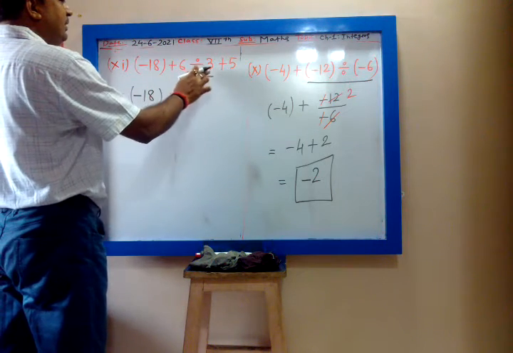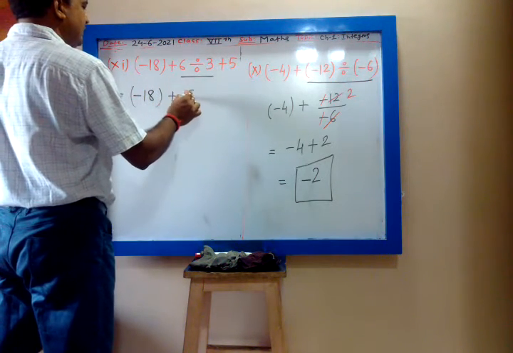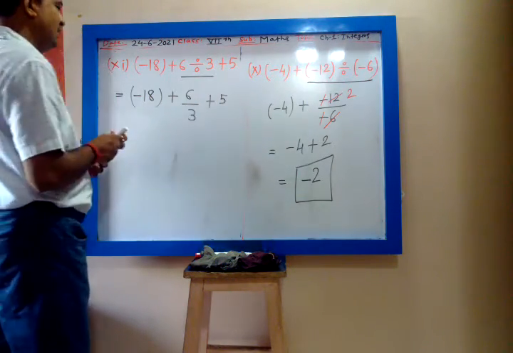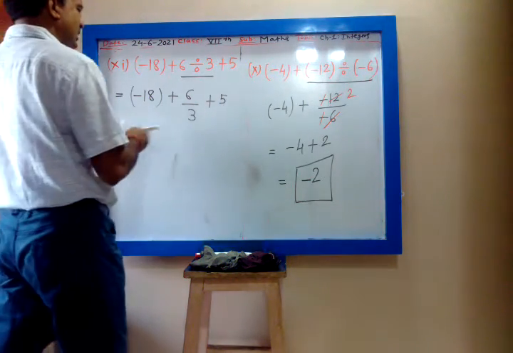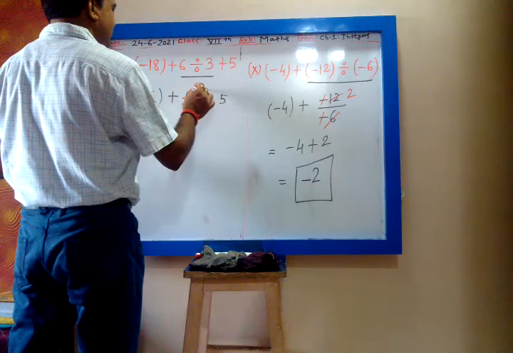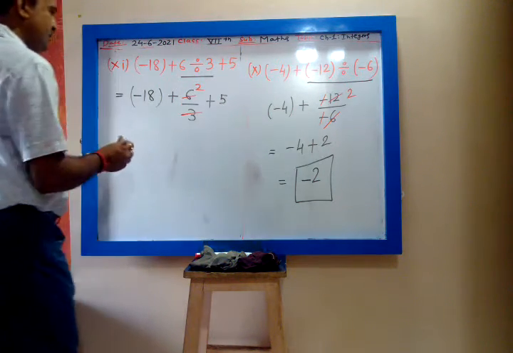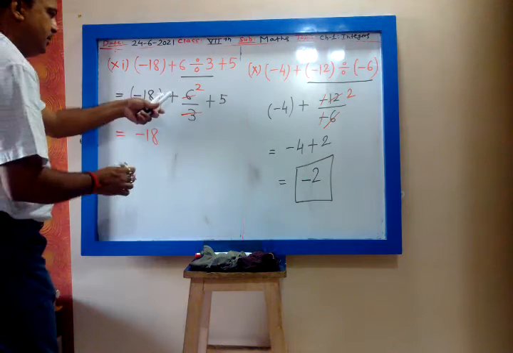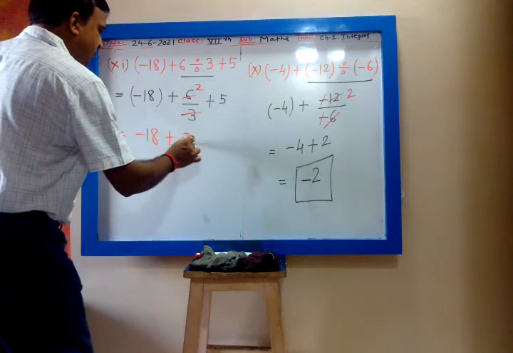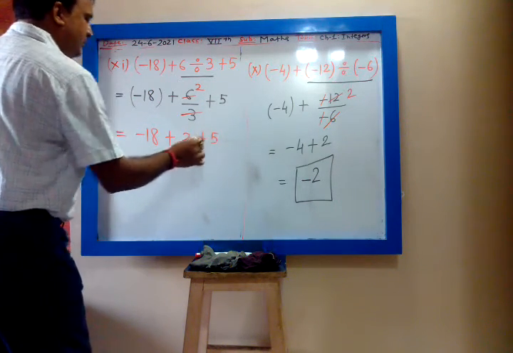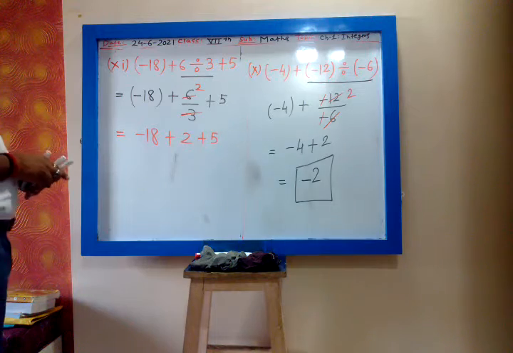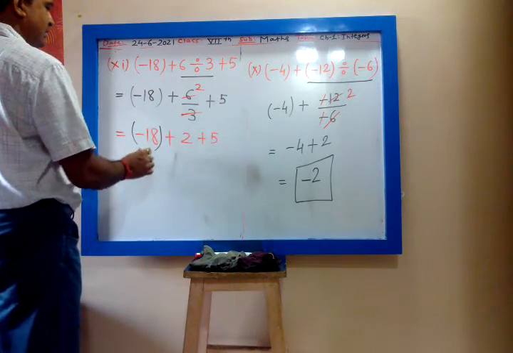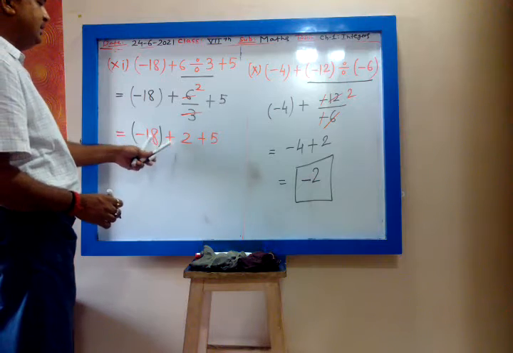Then A divided by B, I can write A upon B, 6 upon 3. Plus 5 we keep as it is. Now you can cancel. 3 1s are 3, 3 2s are 6. So this is 2. So next it will be minus 18 plus 2 plus 5. Now which is performed first? Minus 18 in the bracket. Let us see. Now this is minus, this is plus, this is plus.